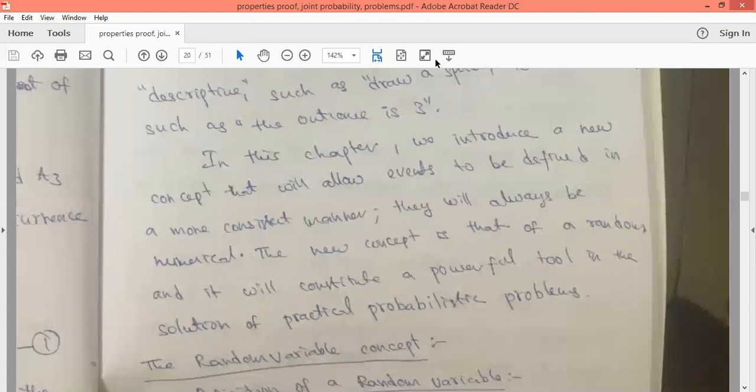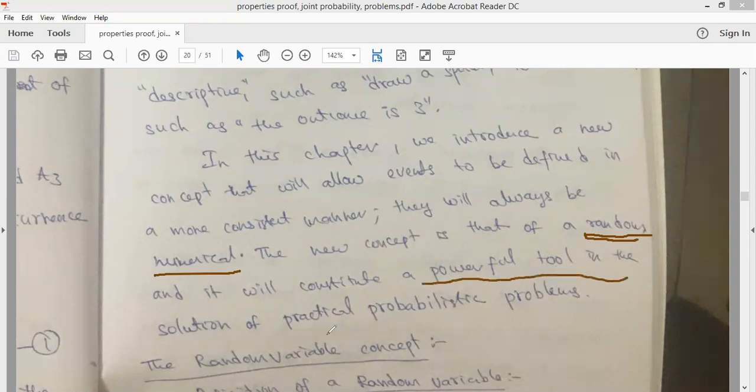And in this chapter, we are defining the event in a new manner. So what is that? Here we have to define the event only in the numerical manner. The new concept is that of being random in nature, so the event will also be defined as random in nature. The importance of this is that it is used as a powerful tool in the solution of practical probabilistic problems. That is why we have to define the events only in the numerical manner.